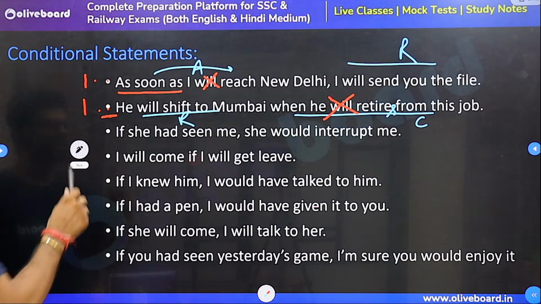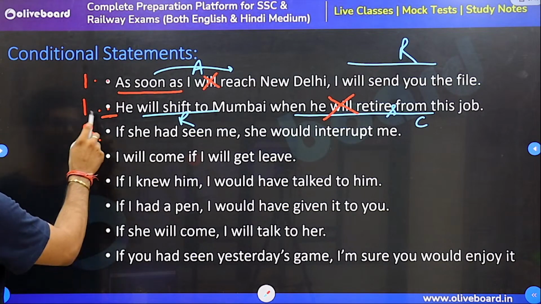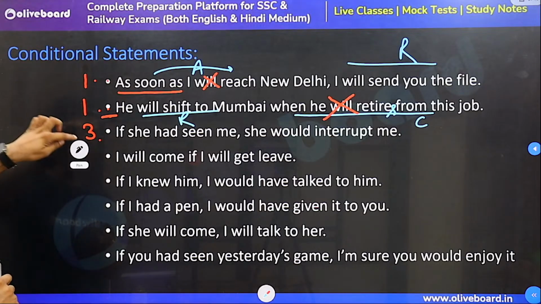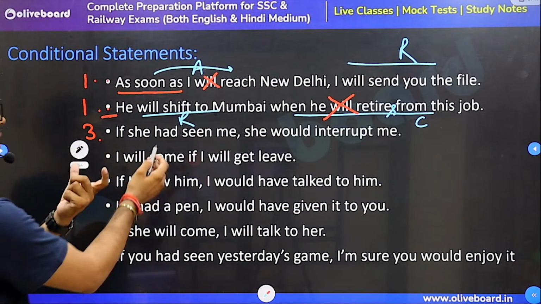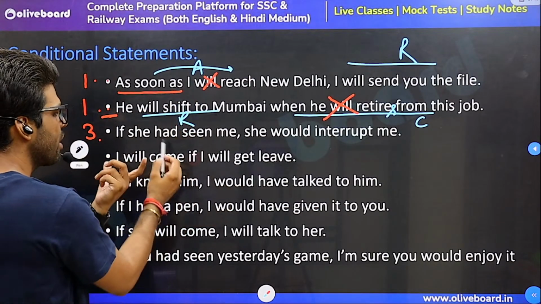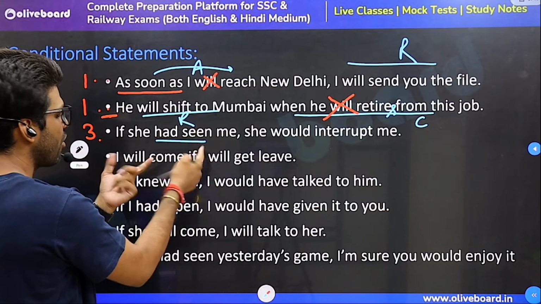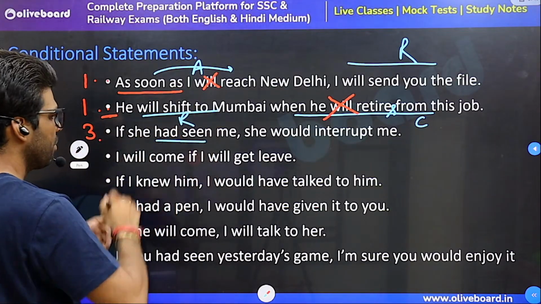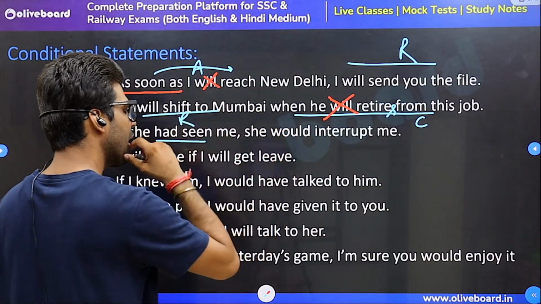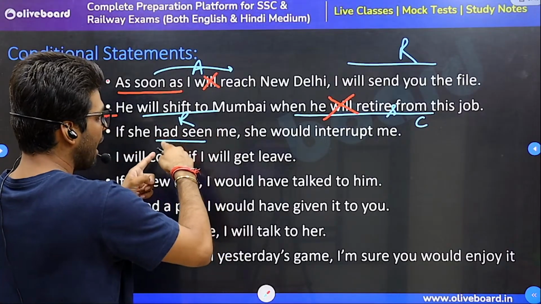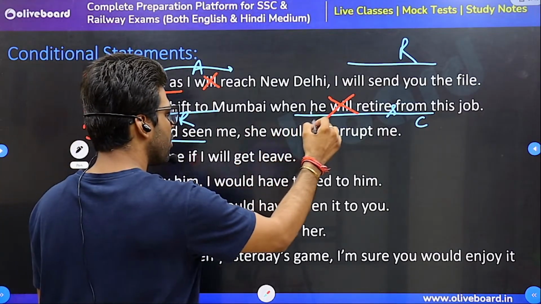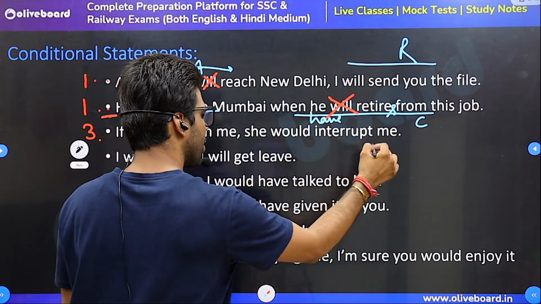If she had seen me, third conditional. These are the numbers. First conditional, second conditional, third conditional, that way. If she had seen me, everyone, common sense, they are so easy. Had seen, had in a third form, had in a third form also there. She would. We don't have a have here. Insert it, and a third form here. No problem. She would have, third conditional, interrupted me.